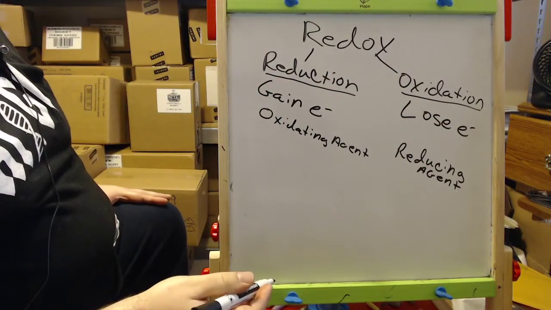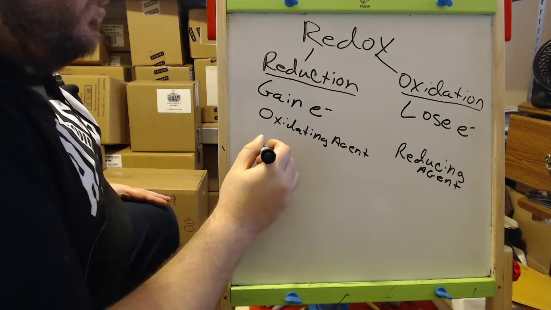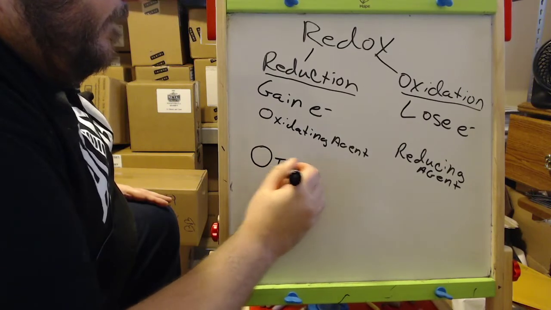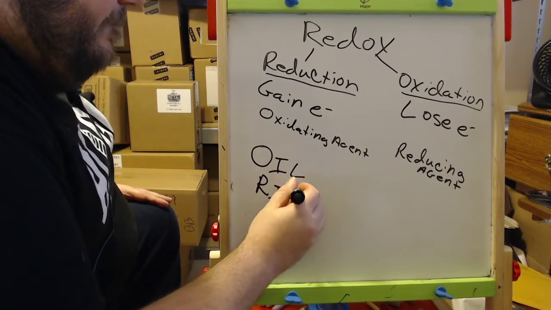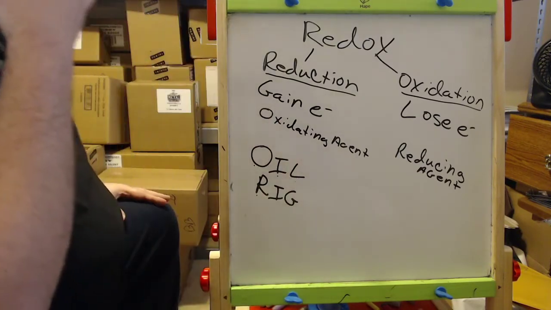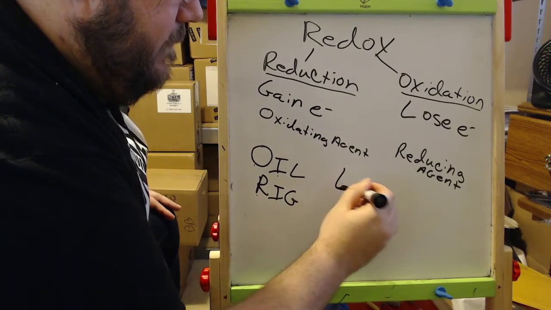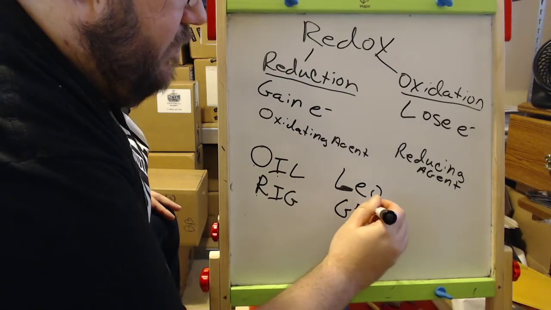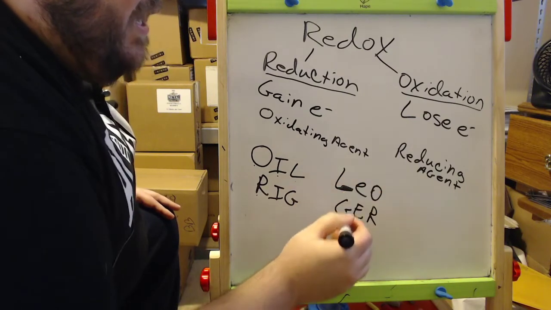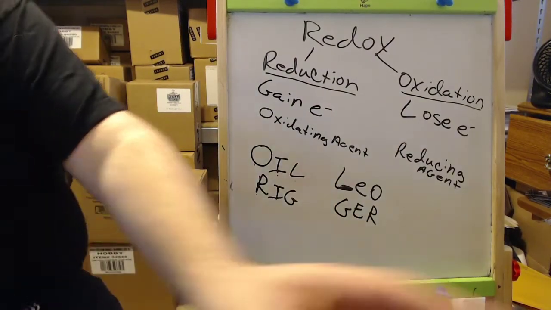The acronyms to remember: losing is oxidation and gaining is reduction. They use OIL RIG: Oxidation Is Losing, Reduction Is Gaining. Or the one I like, LEO the lion goes GER: Losing Electrons Oxidized, Gaining Electrons Reduced.